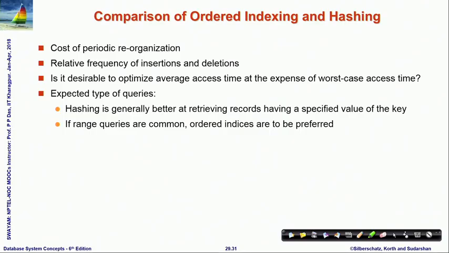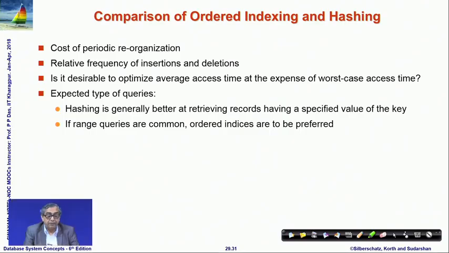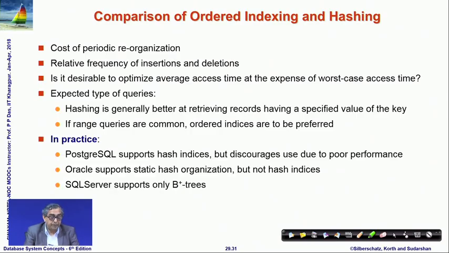It also depends on the expected type of query. For example, hashing is better in terms of retrieving records which have a specific value of the key, because you can directly map from that key to the bucket. And if range queries are common, then as we have seen, ordered indices make much better sense, because in terms of the ordering you can quickly get all the required records at nearby physical locations.